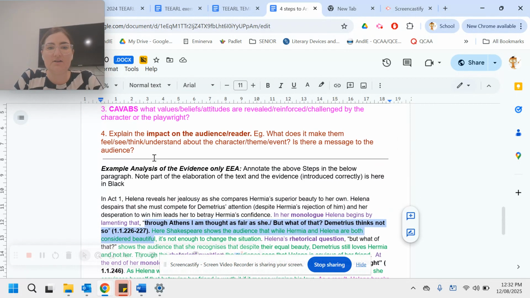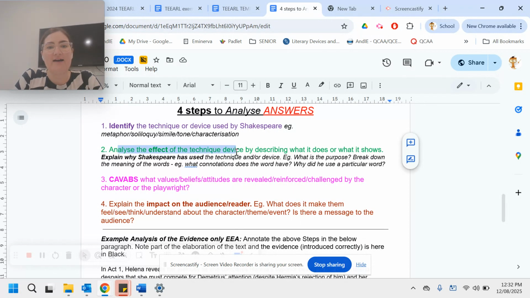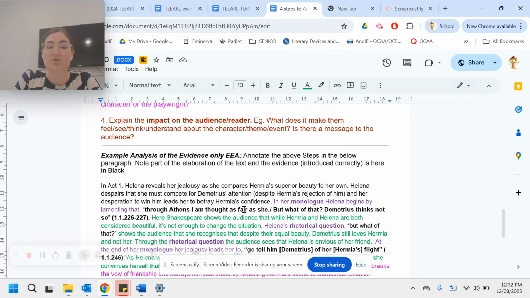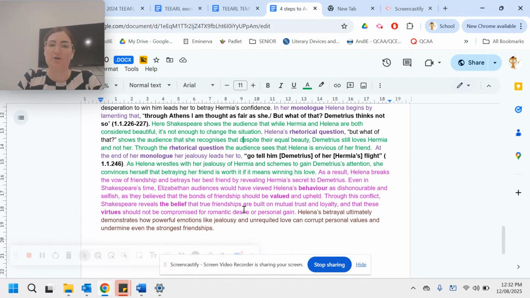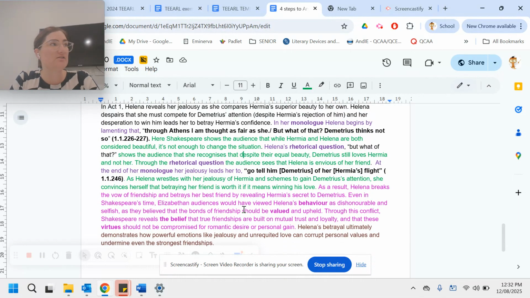Okay, so the next part I need is to analyze the effect of the technique, which is really important. You can see there's quite a lot in the green here, which tells me what it actually does. So here, Shakespeare shows the audience that while Hermia and Helena are both considered beautiful, it's not enough to change the situation. Helena's rhetorical question. So I've got another device, so I'm going to name it.